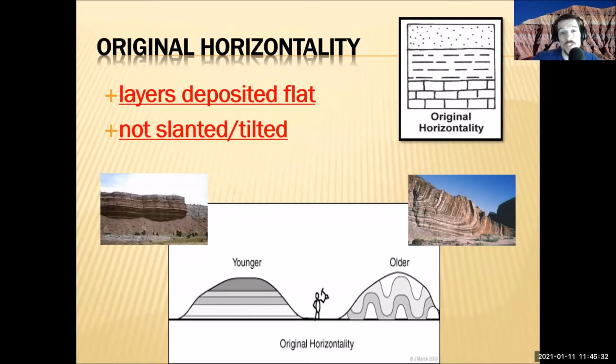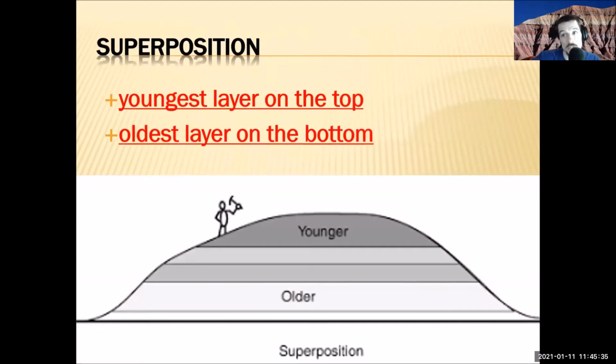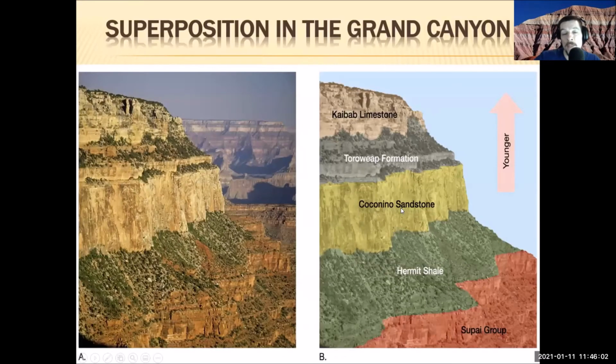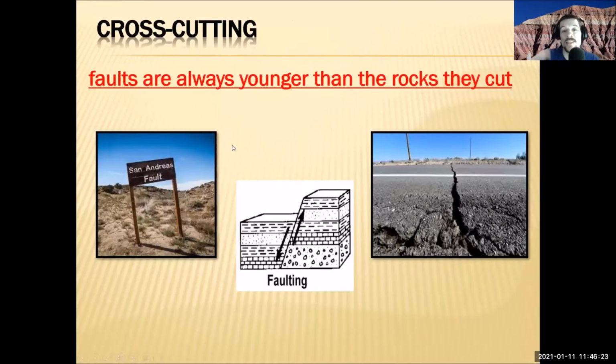All right, and original horizontality actually leads into the next thing I want to talk about, superposition. Superposition is just trying to tell you that the layers on the top are younger than the layers on the bottom. Go ahead and write that down. Superposition, youngest layers on the top, oldest layers on the bottom. This tells us that the deeper this man digs, the older the rock layer will become. You can get a great sense of superposition if you're able to visit the Grand Canyon. As we can see looking in the distance, all of these layers of rock, theoretically, the deeper we go, the older the rocks get.